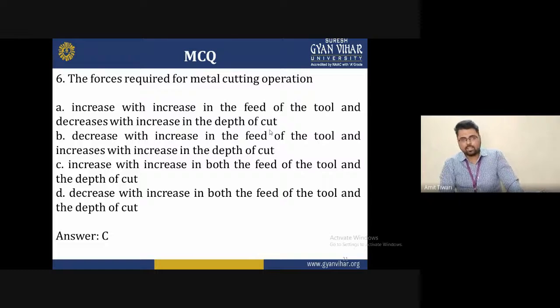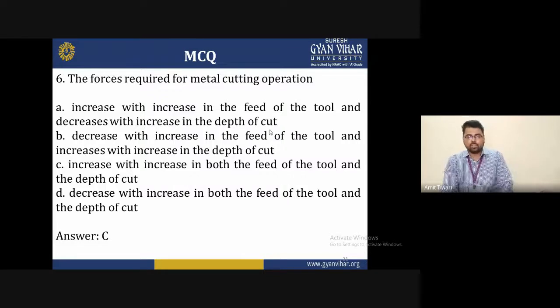C is increasing with increasing both the feed of the tool and the depth of cut. And D is decreasing with increasing both the feed of the tool and the depth of cut. So the correct answer of this question is C, that is increasing with increasing both the feed of the tool and the depth of cut, which is the force required for the metal cutting operation.